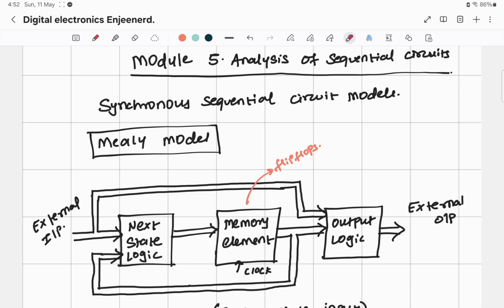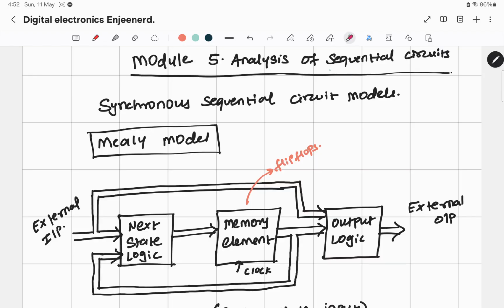In this video, we'll be starting with module 5, that is analysis of sequential circuits. So before moving to any of the numericals, let us understand the concept of what a sequential circuit is and what are different types of models which are used in sequential circuits.